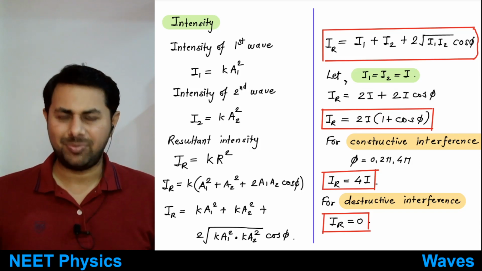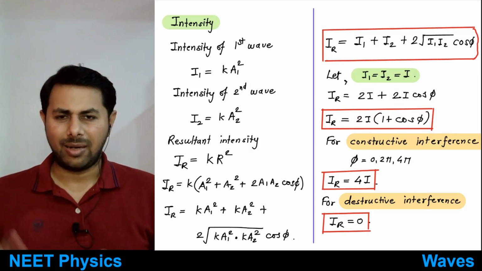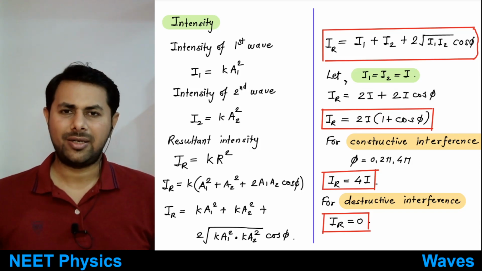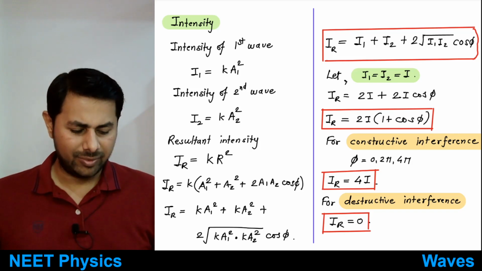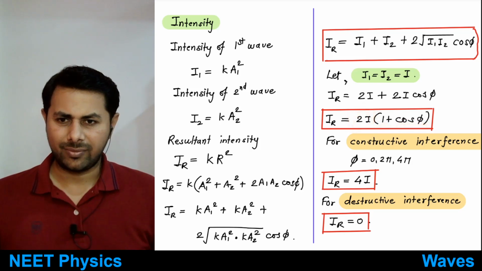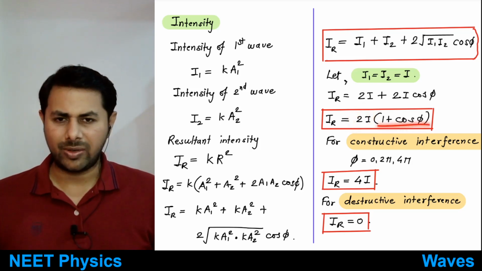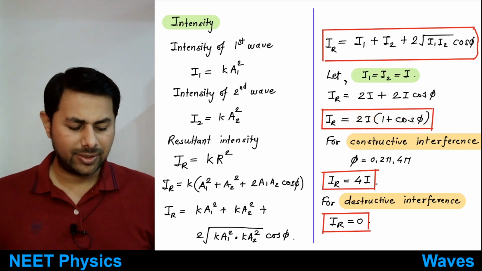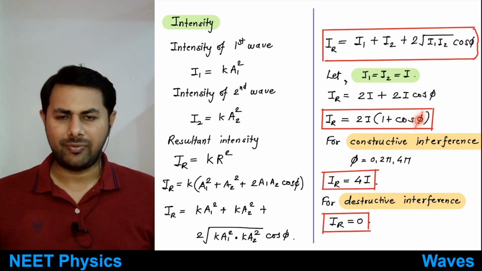Okay, so you get a very simple formula. If the amplitude of both waves is equal and there is a phase difference of phi between them, it is just 2I multiplied by 1 plus cos phi. Okay, 2I multiplied with 1 plus cos phi, and then you can substitute the value of phi.